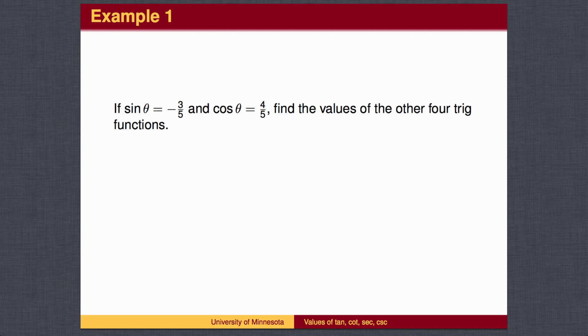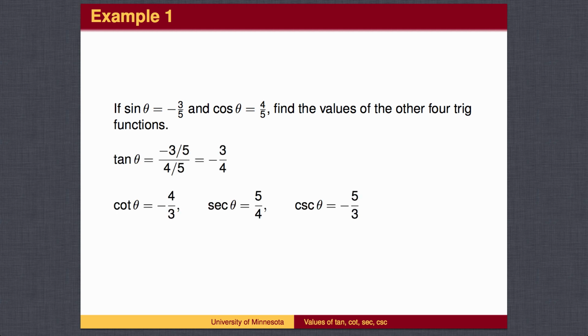For example, if the sine of theta is -3/5 and the cosine of theta is 4/5, find the values of the other 4 trig functions. This is done simply by using the definitions. The tangent value is the sine value divided by the cosine value. The cotangent value is the reciprocal of the tangent value. The secant value is the reciprocal of the cosine value, and the cosecant value is the reciprocal of the sine value.